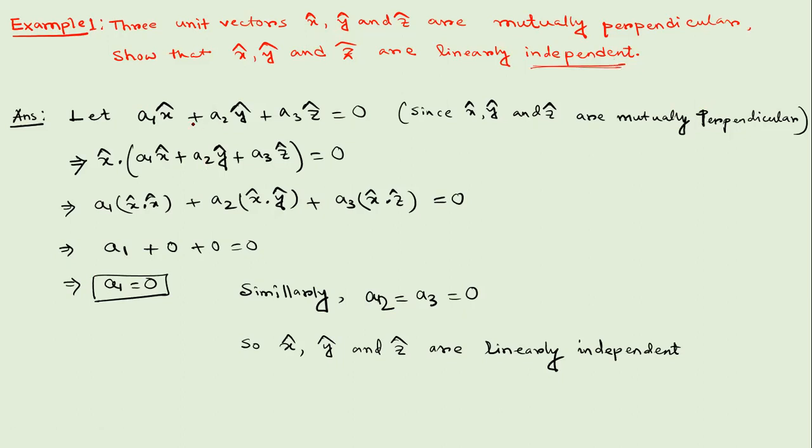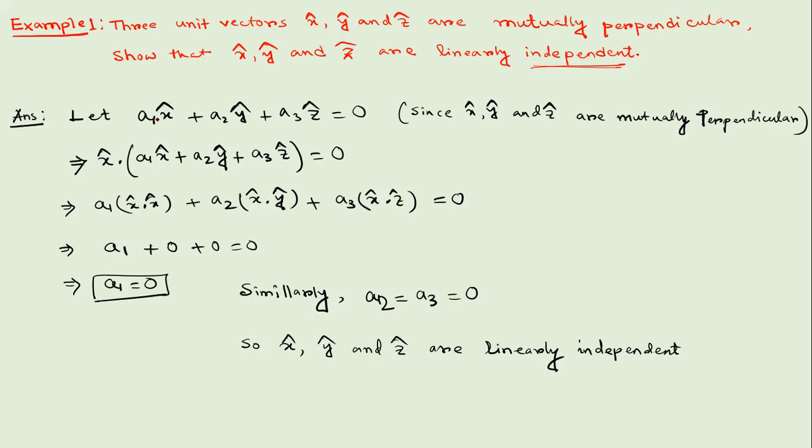For that we take a linear combination of these three vectors, x cap, y cap and z cap, with constants a1, a2 and a3, and write it equal to 0. Since these are mutually perpendicular, taking the dot product with x cap gives a1, and the other terms are 0 because they are perpendicular. So a1 equals 0. Similarly, if we dot product with y cap, we get a2 equals 0. If we dot product with z cap, then a3 is 0.